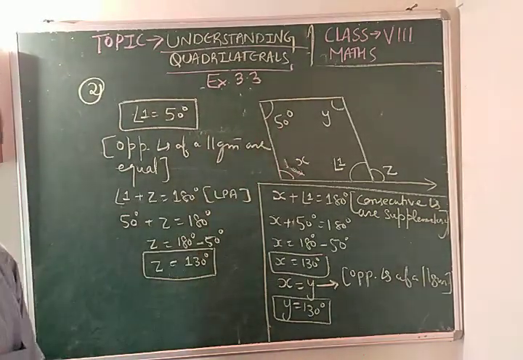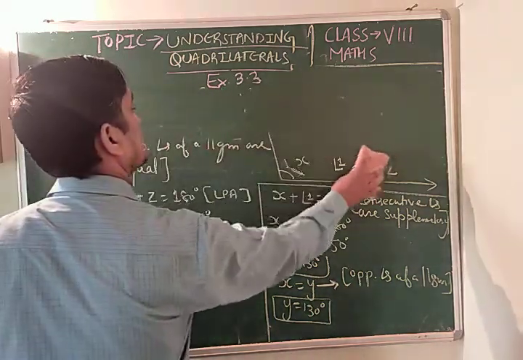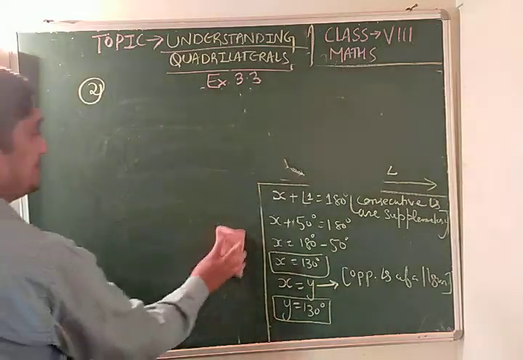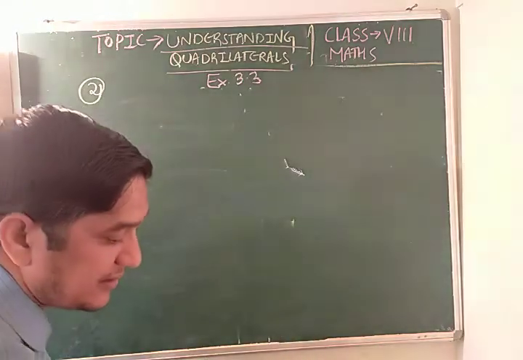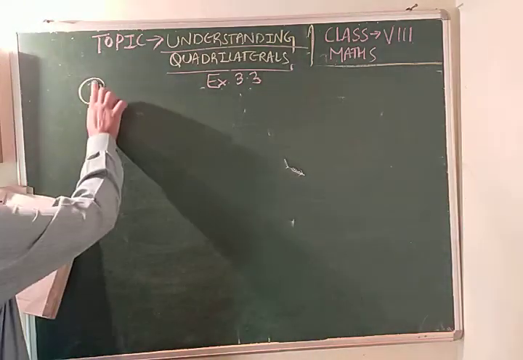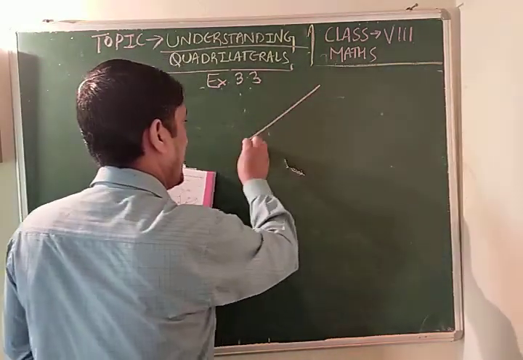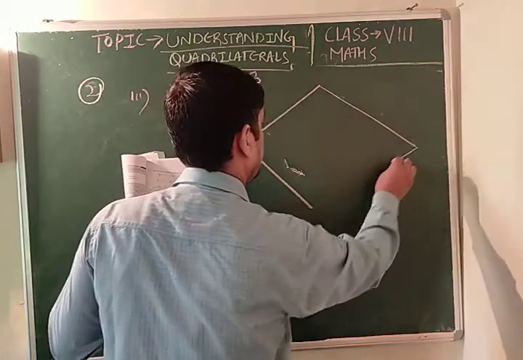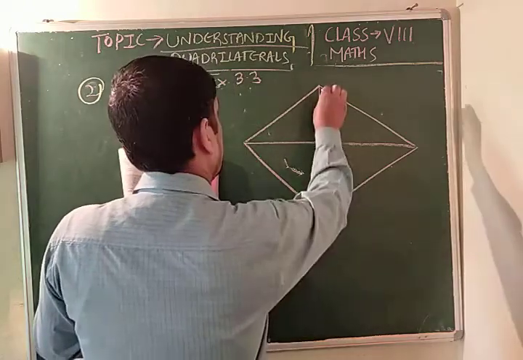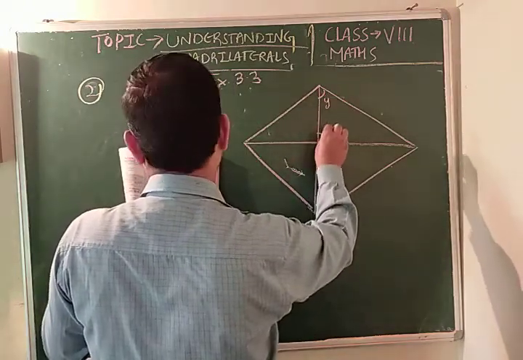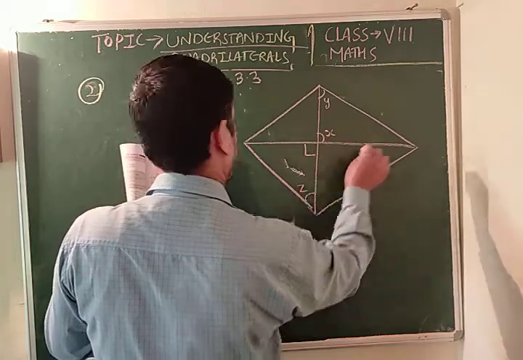So children, one more part we are going to do, question number second, part third. In this, we have a parallelogram like this. These are the diagonals. This is y, this is x, this is 90 degree, this is z, and this is 30 degree.